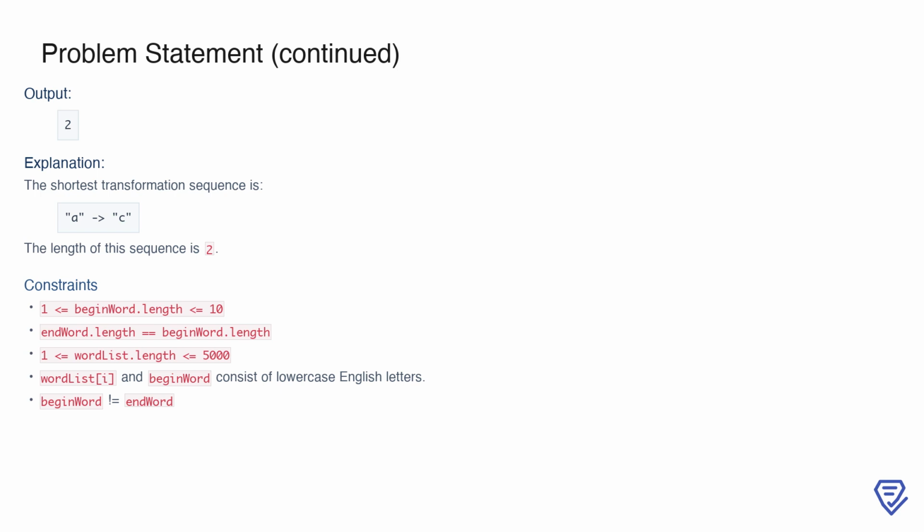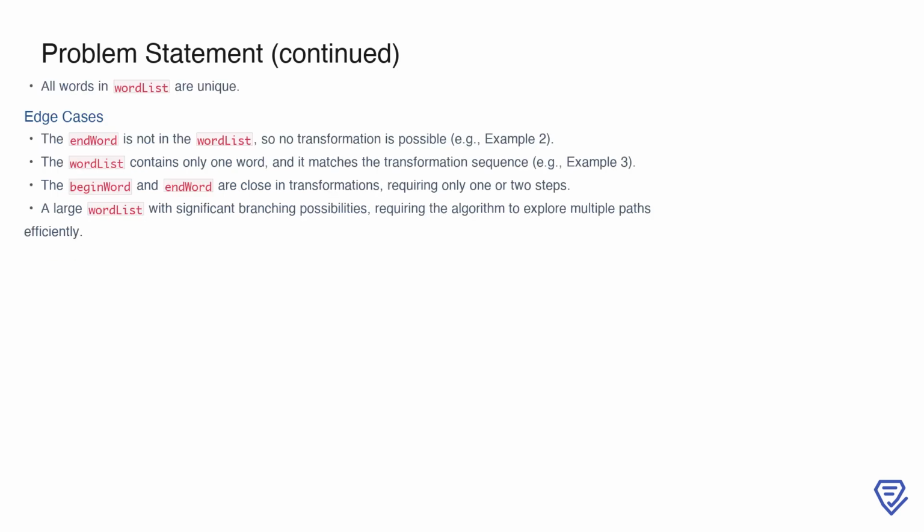Next, let's examine the constraints and edge cases that apply to the problem. The given constraints specify that the length of begin word will be between 1 and 10 characters, and end word will always have the same length as begin word. The word list can contain up to 5,000 words, and all words will consist of lowercase English letters. Additionally, begin word and end word will always differ. All the words in the word list are unique, which eliminates duplicate entries.